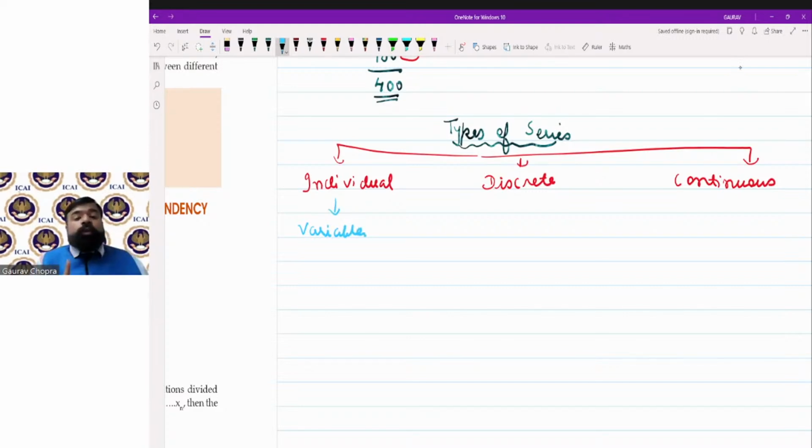There is no frequency. ऐसी सीरीज जिसमें सिर्फ और सिर्फ क्या होता है, वेरिएबल, उसमें फ्रीक्वेंसी नहीं होती. Whereas in discrete series there is variable as well as frequency, and in continuous series also there is variable as well as frequency. Okay, this is individual, discrete, and continuous.